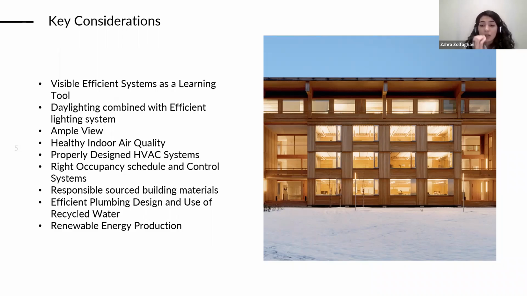In addition to the right HVAC system and ventilation, using the right operational control systems and accurate occupancy schedules is also very important in reducing the school's energy consumption. The next is materials and products. Materials and products that go into a building are another factor.